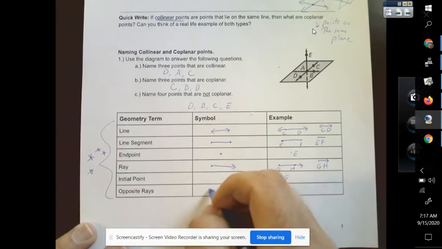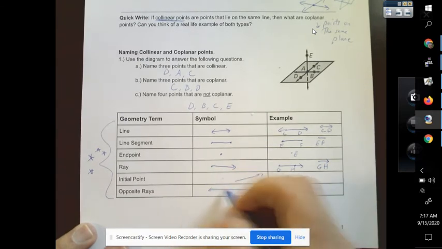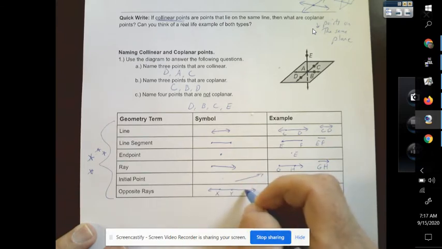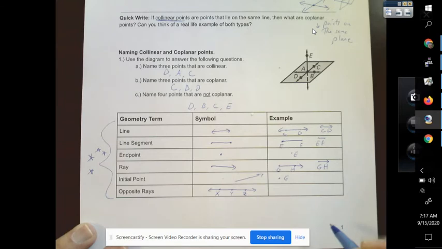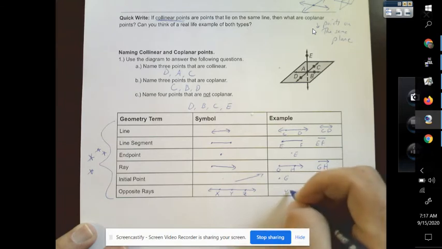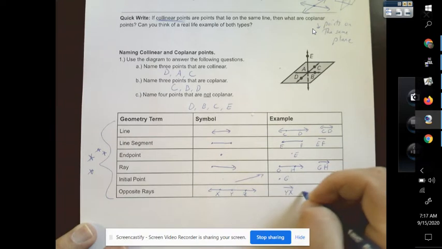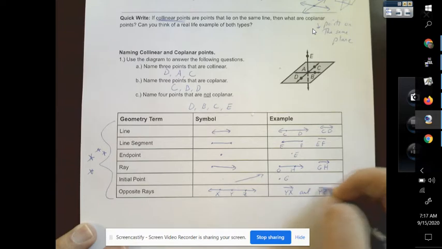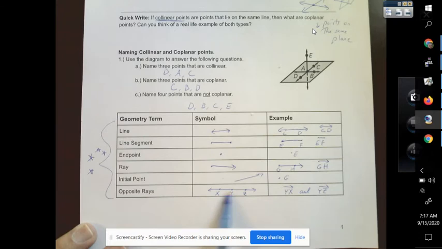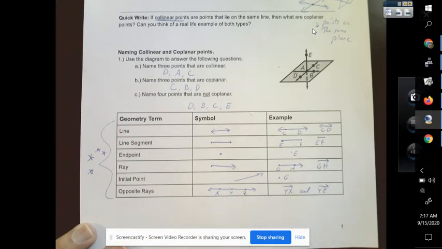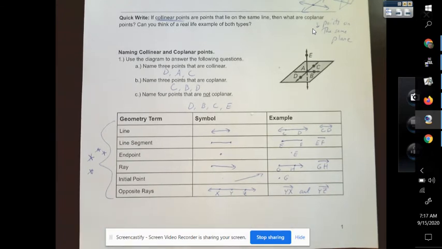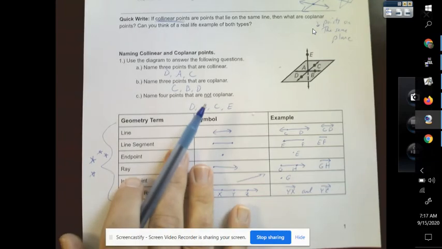And then opposite rays, kind of goofy. I'm gonna go with X, Y, Z here. So if I have a line with 3 points on it, you have one ray that is YX, and you have one ray that is YZ. Notice how I did Y first for both of them, because I'm starting here, it goes this direction. I start there, go that direction. Okay, wonderful. On to the back.